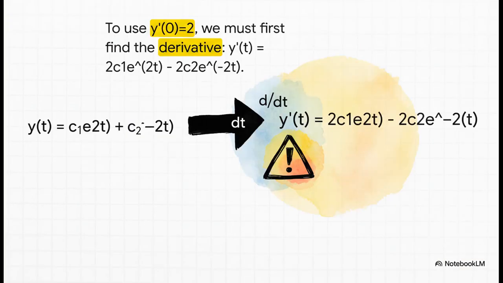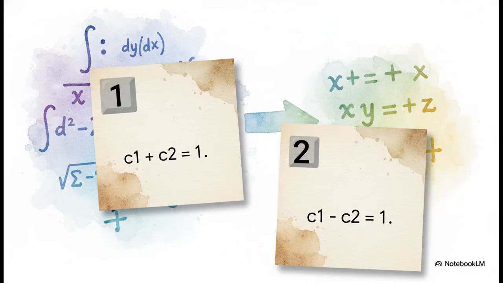Okay, listen up because this is super, super important. This is a spot where a lot of people make a mistake. For that first condition, y of 0 equals 1, we use the general solution directly. But for the second condition, the one involving y prime, we first have to take the derivative of our general solution. You've got to do it. Don't forget that step. So when we plug in t equals 0 into both our solution and its derivative, we get this beautiful, simple system of two linear equations. The first condition gives us c1 plus c2 equals 1. The second one gives us 2c1 minus 2c2 equals 2, which just simplifies down to c1 minus c2 equals 1. Look at that. The calculus problem has completely melted away into high school algebra.